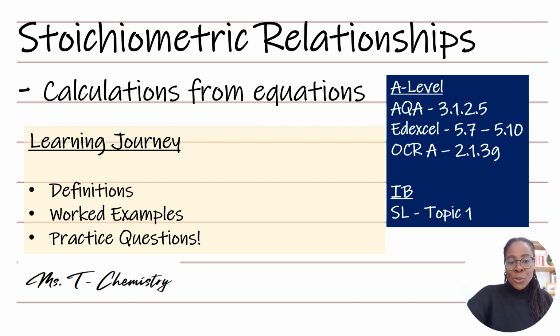Today we are looking at stoichiometric relationships, so calculations using balanced symbol equations. This is covered in A-level chemistry across all exam specifications and exam boards, and also IB topic 1, which means SL and HL. As usual, we'll start with some definitions, go through some worked examples, and then finish up with some practice questions.